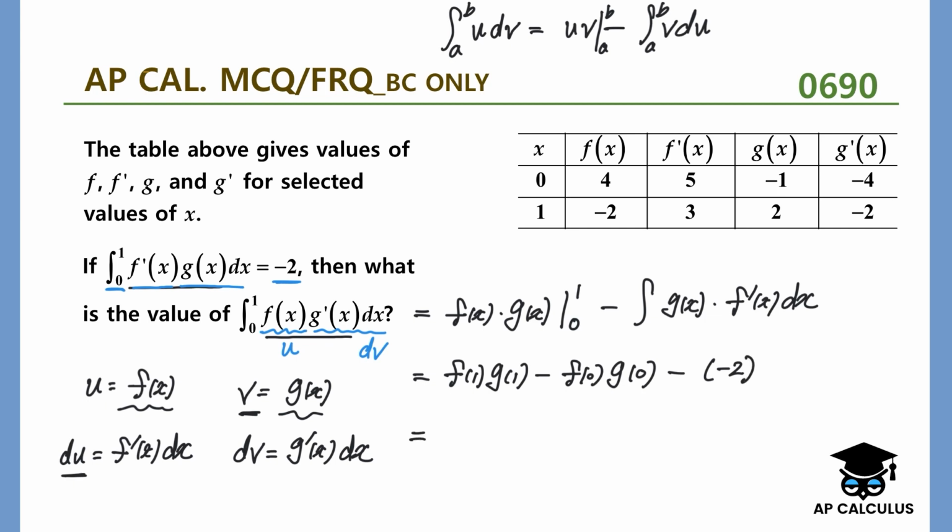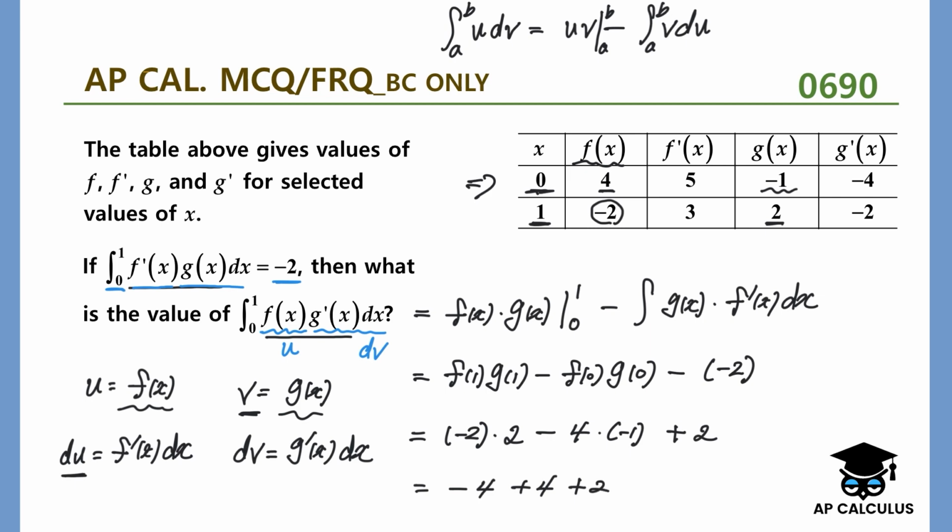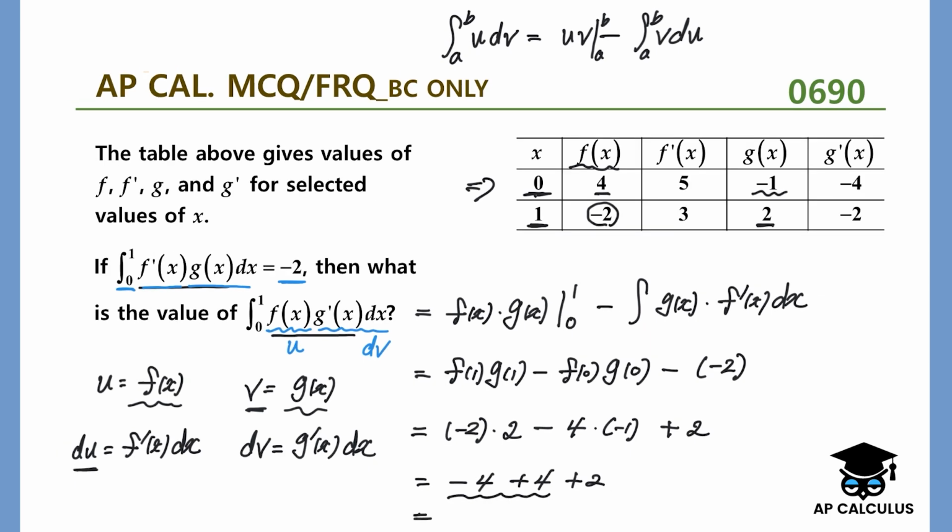Okay, so what's f of 1 and g of 1? It's given right in this table, right? So when x is 1, f of x is equal to negative 2. So negative 2 times, when x is equal to 1, g of x is 2. Minus f of 0, when x is 0, it's 4. When x is 0, g of 0 is negative 1. We have a plus 2. So that's going to be negative 4 plus 4 plus 2. So this is 0. 0 plus 2. The answer must be 2, right?